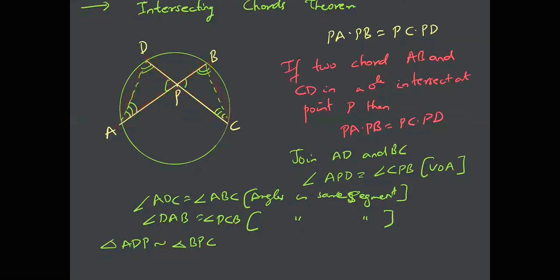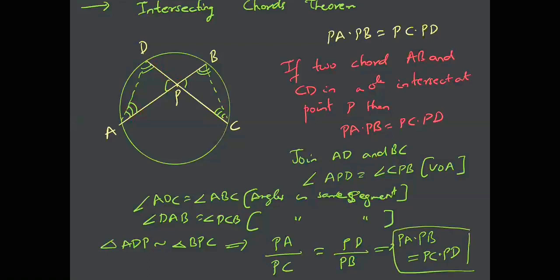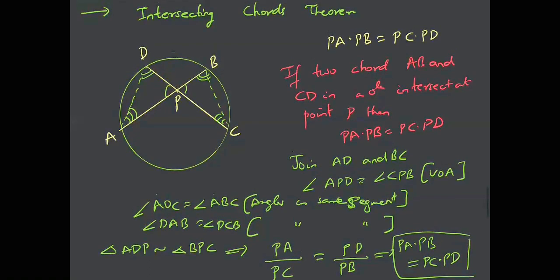So this implies that the sides are proportional. Let us write PA over PC, where PA is the side opposite to this angle and PC is the side opposite to the same angle, is equal to PD over PB. PD is the side opposite to this angle, and the side opposite to the same angle in this triangle is PB. So this simply implies that PA into PB is equal to PC into PD. This is called the intersecting chords theorem. So just note it down quickly, then we'll move forward.